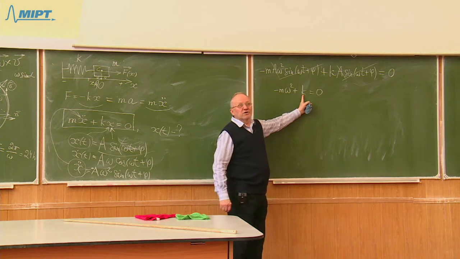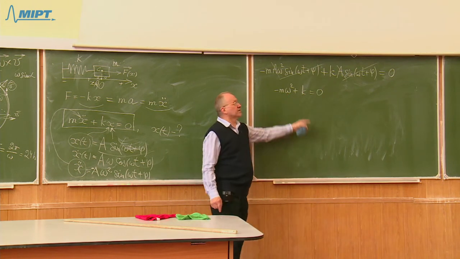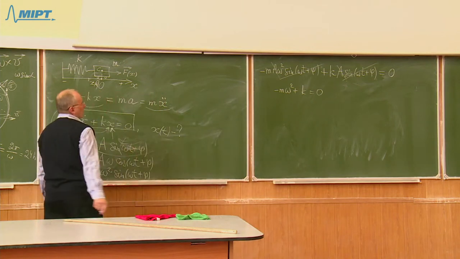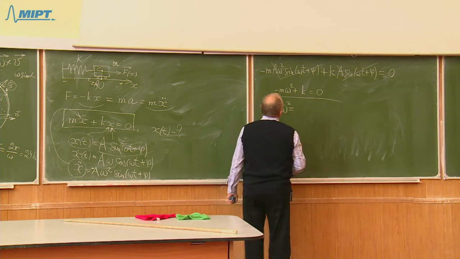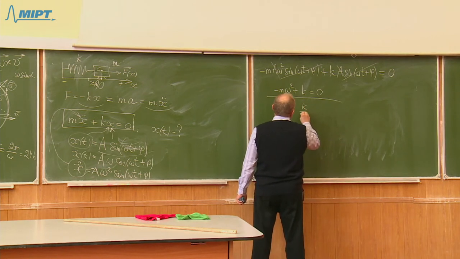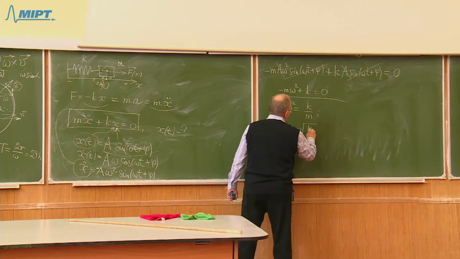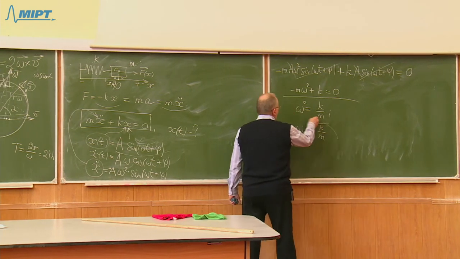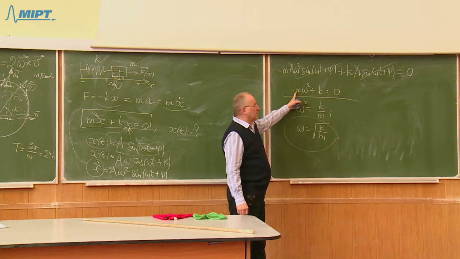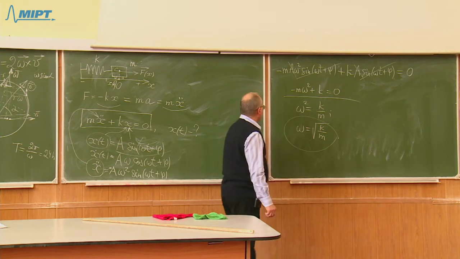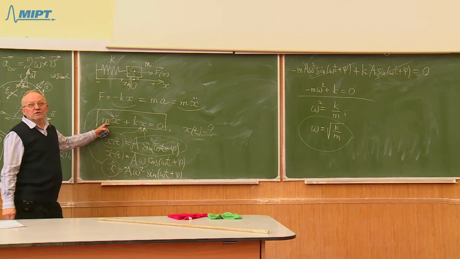This is the stiffness coefficient of our spring, and this is omega, the frequency with which the function x is changing. So in order for this equation to be satisfied, omega squared must be equal to k divided by m. In other words, omega must be equal to the square root of k divided by m. Only under this condition will this equation be satisfied. That will be 0. And therefore, only under this condition will this function be a solution to Newton's second law, which is the differential equation.